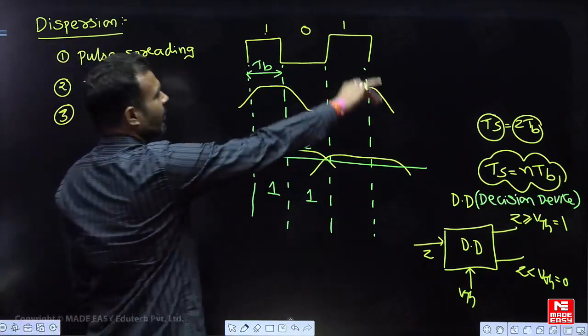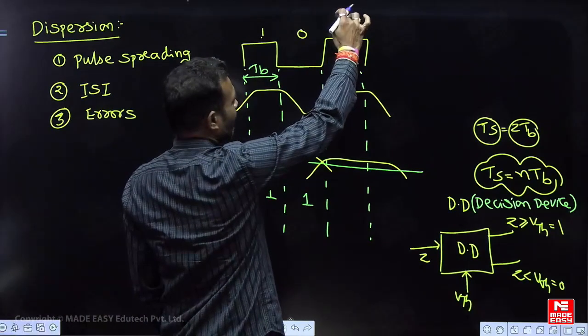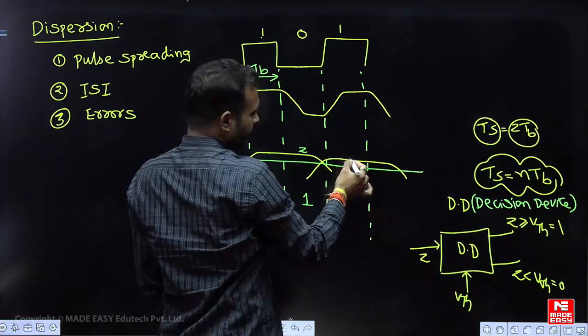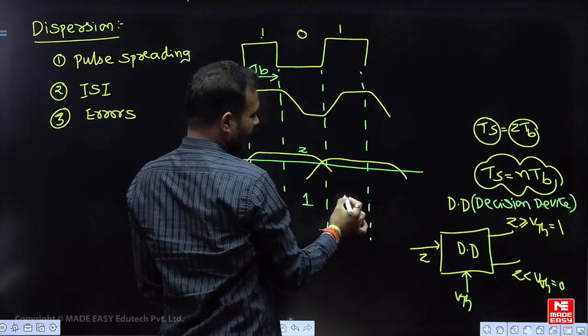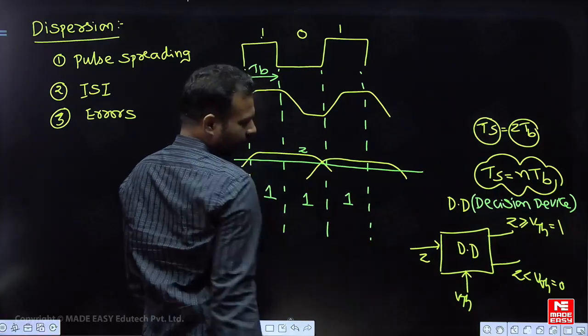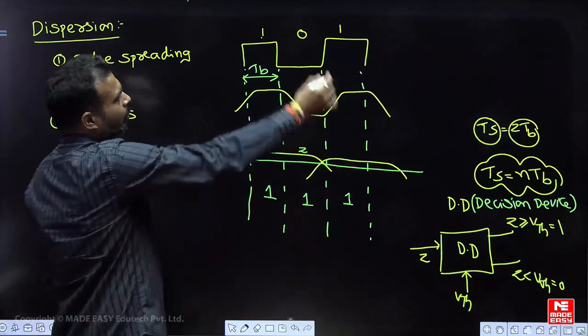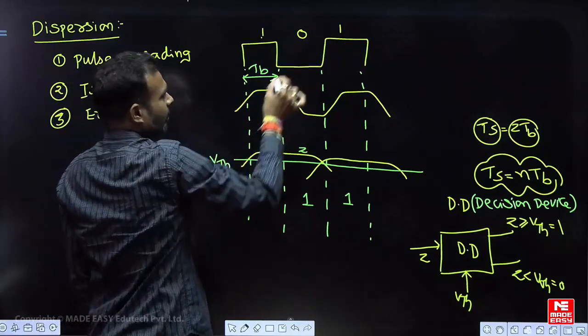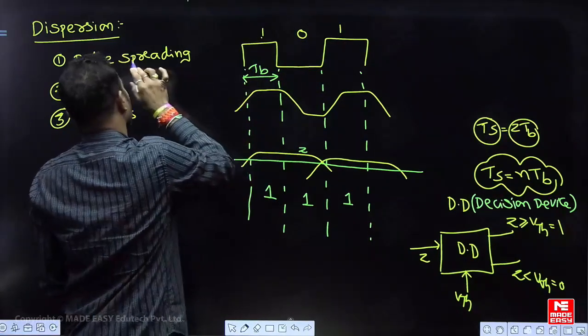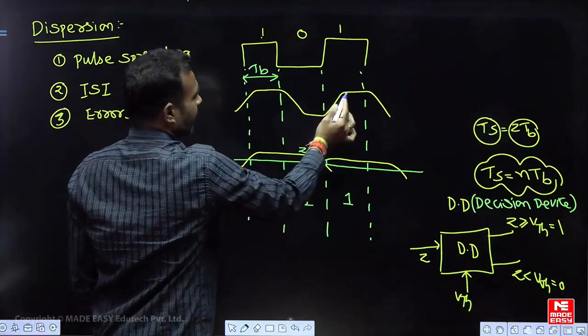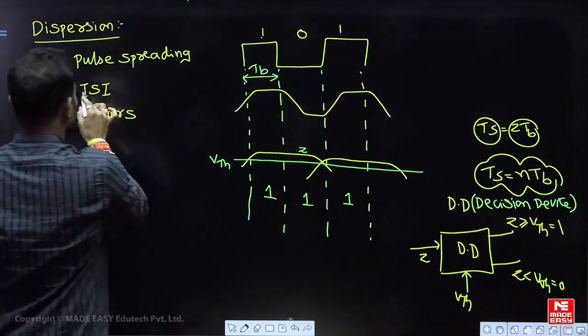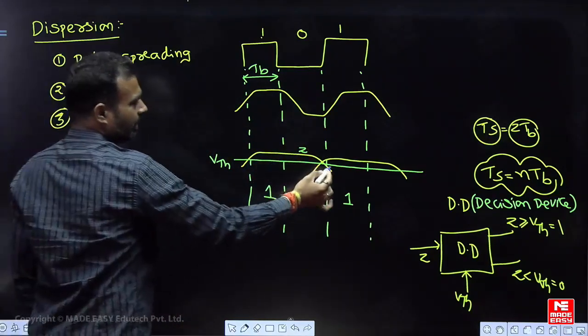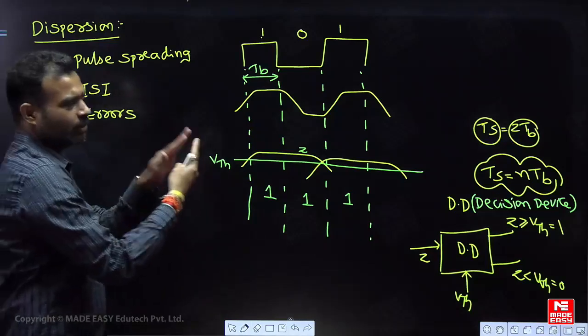So the next one is the value called 1. Bit 1 is present here. See, the decision here also, Z is greater than VTH, is taken in favor of 1. This is the major problem. You transmitted 101, but because of pulse spreading, see, this pulse is spreading. Symbols interfere with each other, which is called ISI, inter-symbol interference.